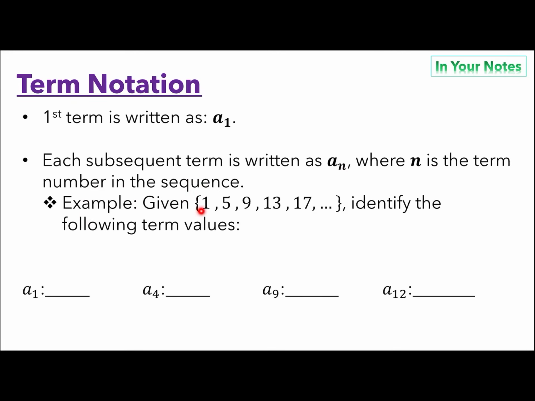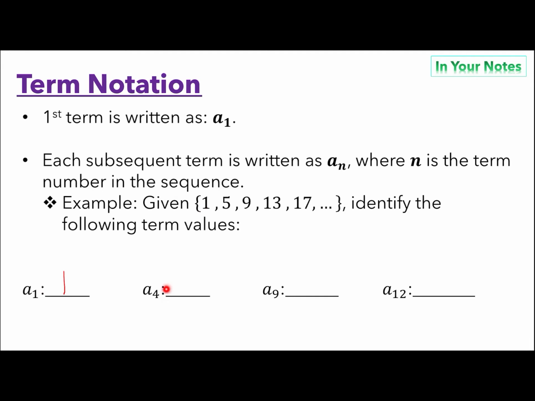So here's an example. I gave you a sequence, 1, 5, 9, 13, 17, and then the 3 dots say that it's not stopping there. The pattern goes on forever. Identify the following term values. So the first one I'm asking you to identify is a sub 1. So that's your first term. Well, our first term is 1, so we're just going to put a 1 right here.